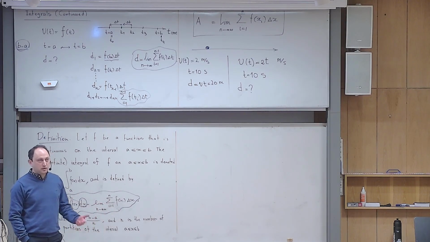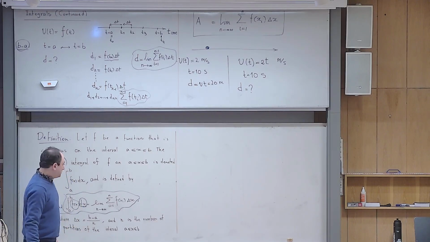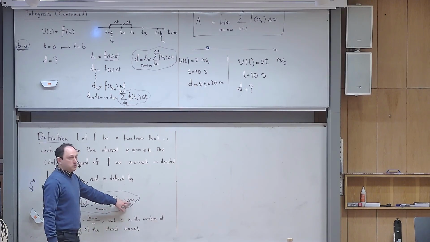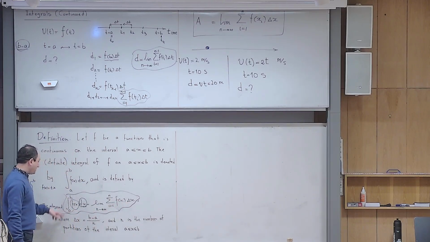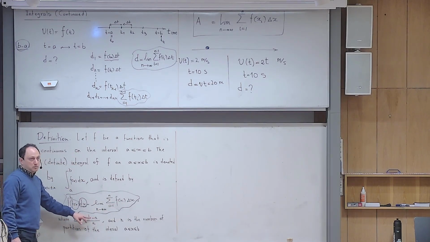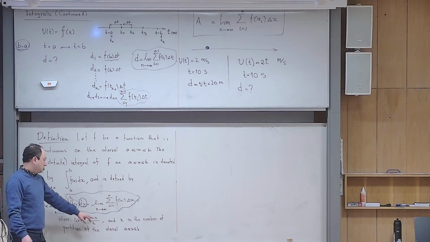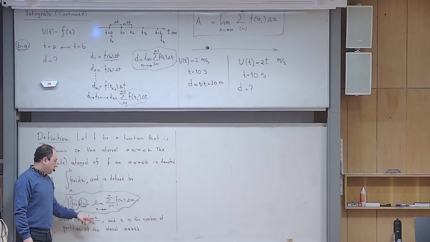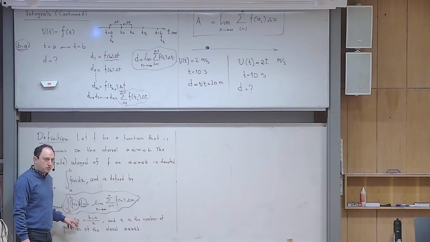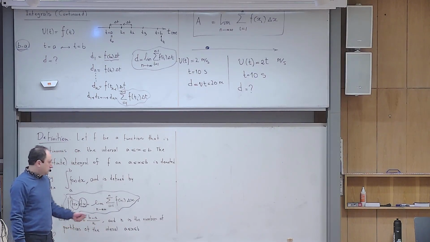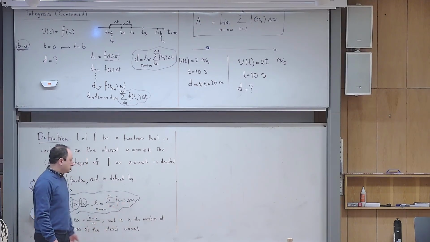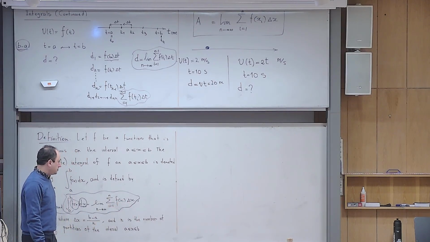Can you see how, for example? Let me ask you one question. Can delta x be negative? No, delta x is defined in that way: b minus a, b is the number on the right, a is the number on the left. So b minus a is positive, n is positive. So there is no way for delta x to be negative. Delta x is always positive.